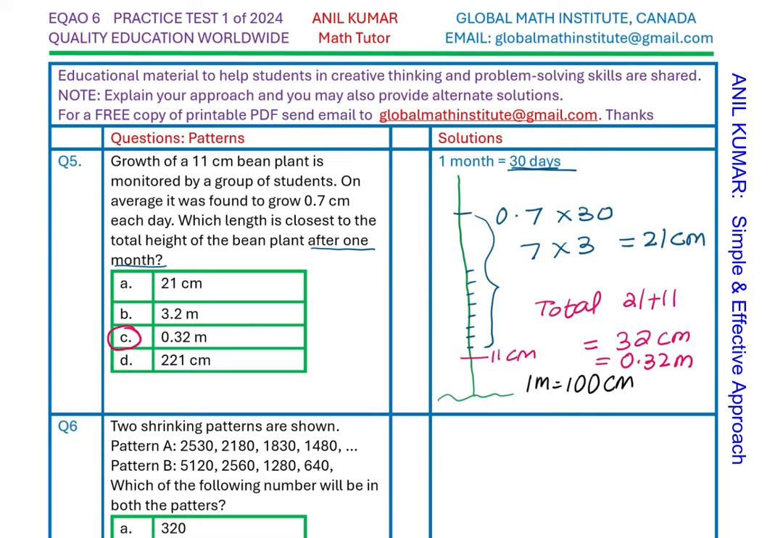Makes sense? So, very beautiful question. This question has been asked earlier in EQAO, and so we do expect similar kind of question to come this year also.